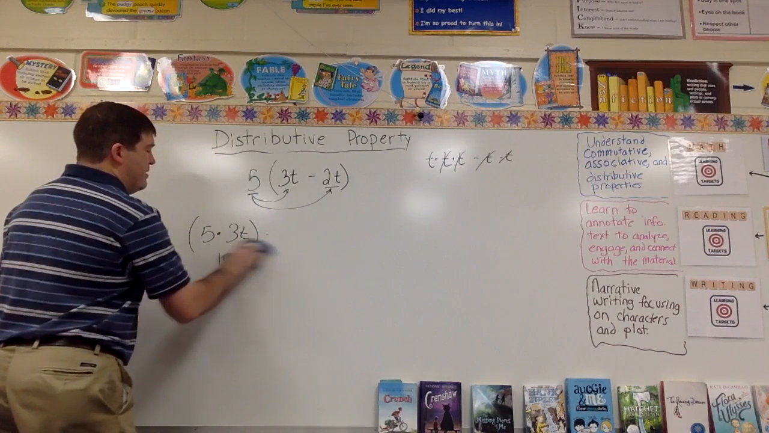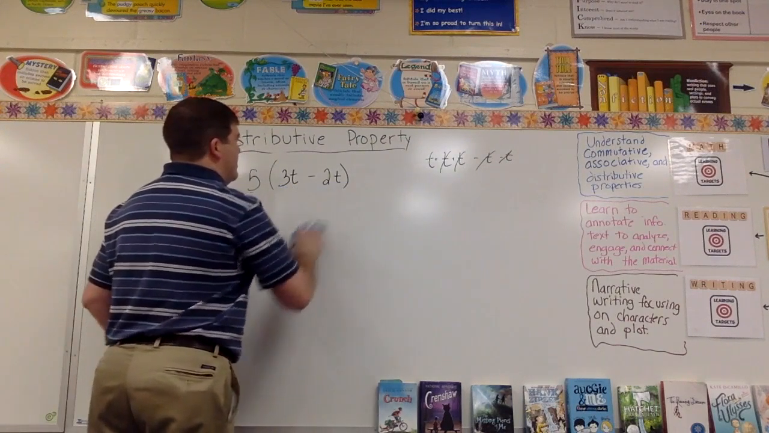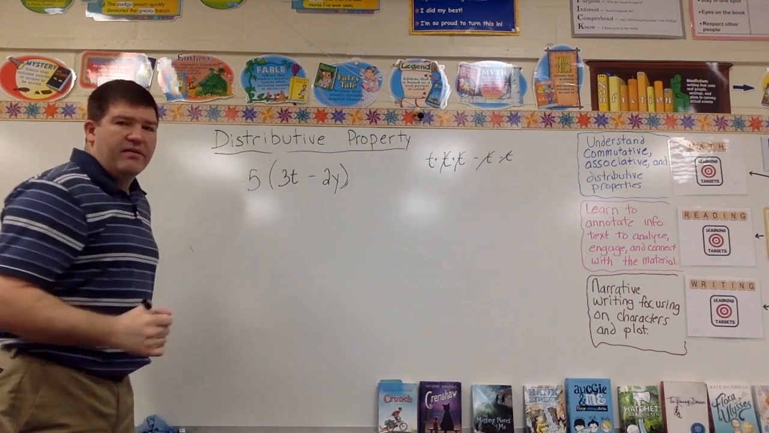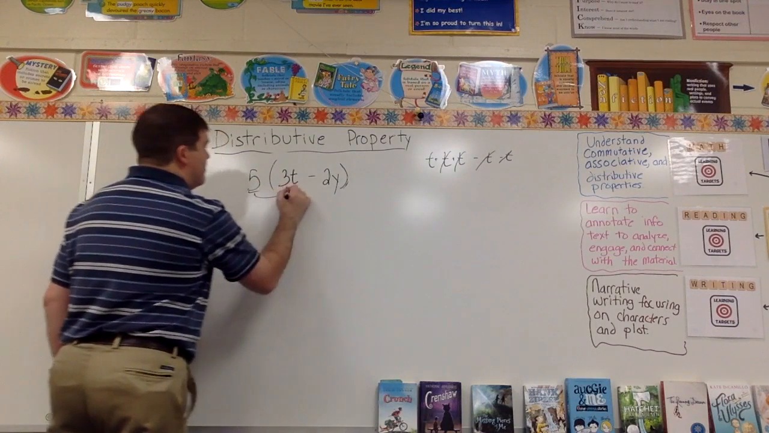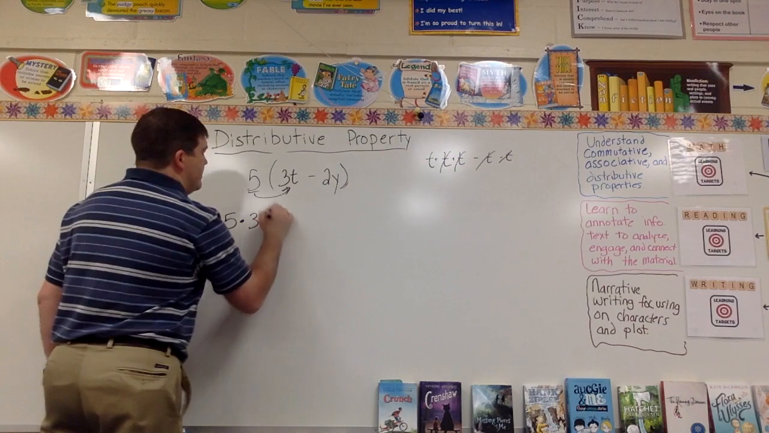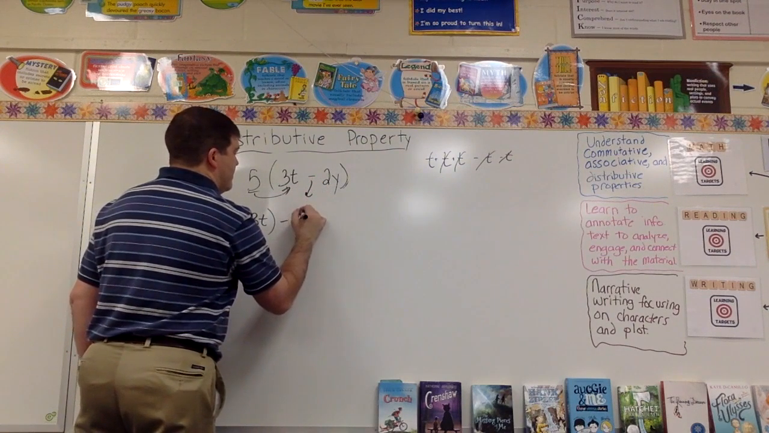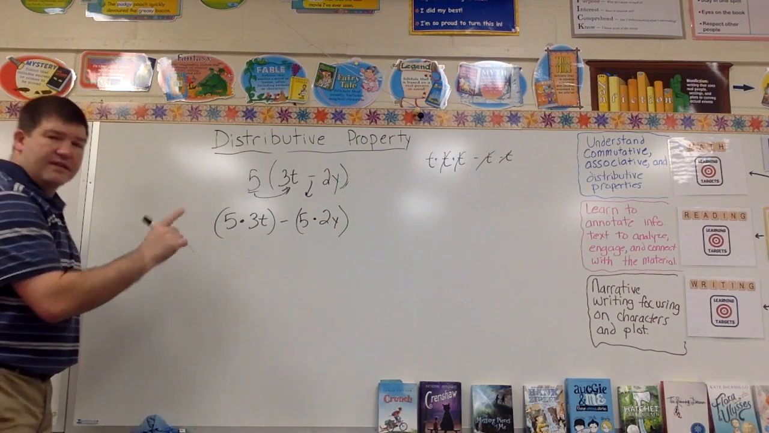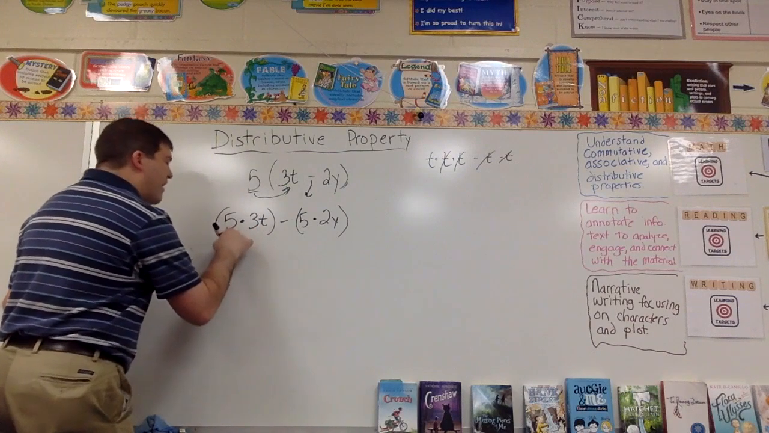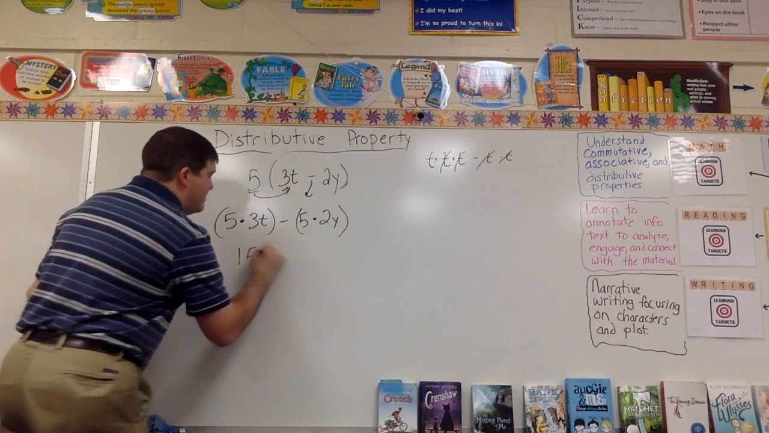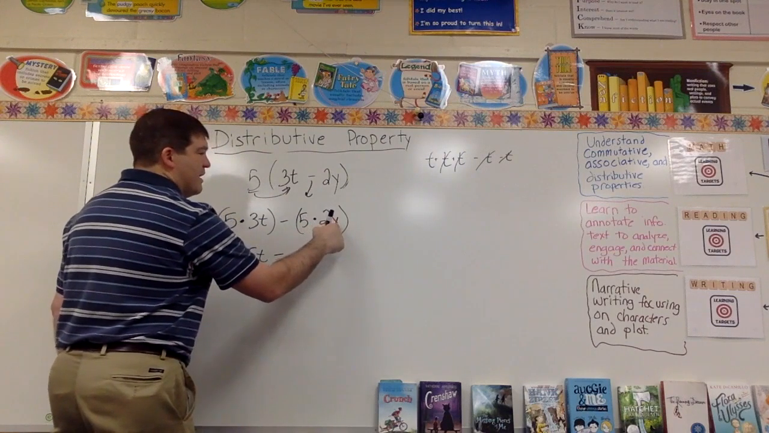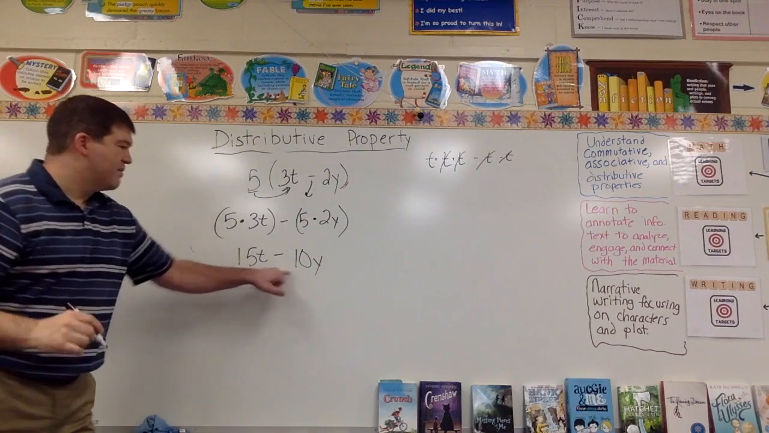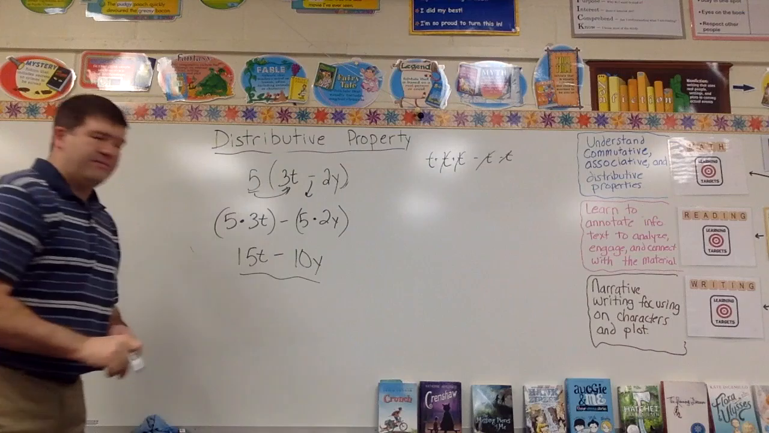Now, let's do one last problem. And I'm going to make that a y instead of a t. Now, I could still distribute it. Okay? Go over here. 5 times 3t, still subtraction, and then 5 times 2y. Now I can put these together. 5 times 3 times t is 15t minus 5 times 2 times y is 10y. Now, these are unlike terms, so my answer is that. Okay?